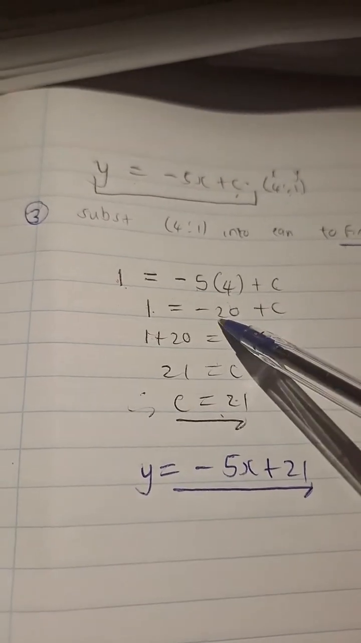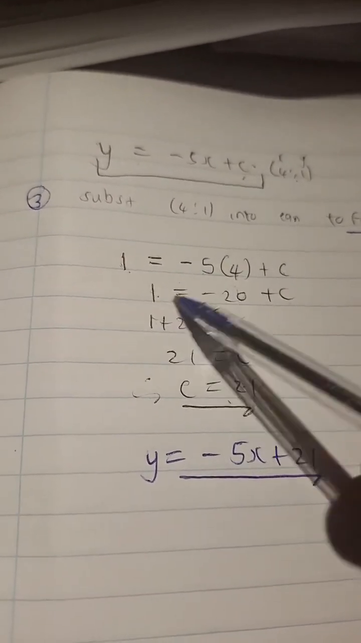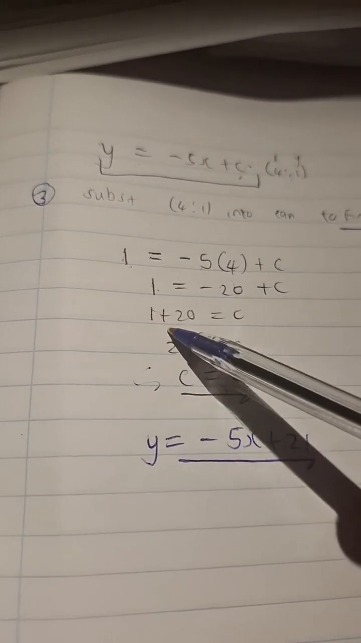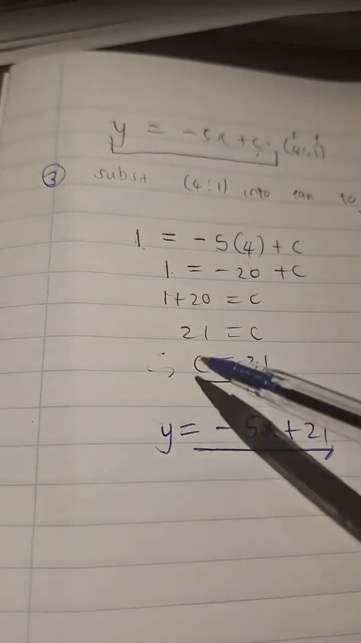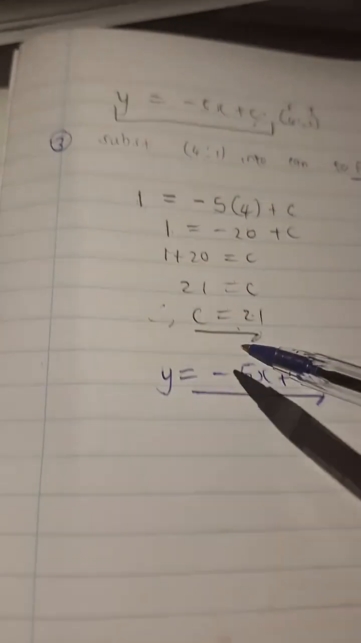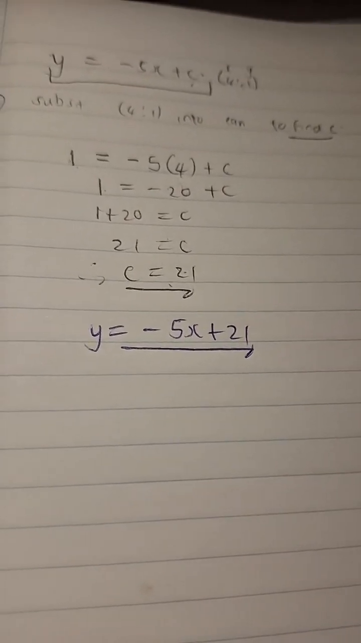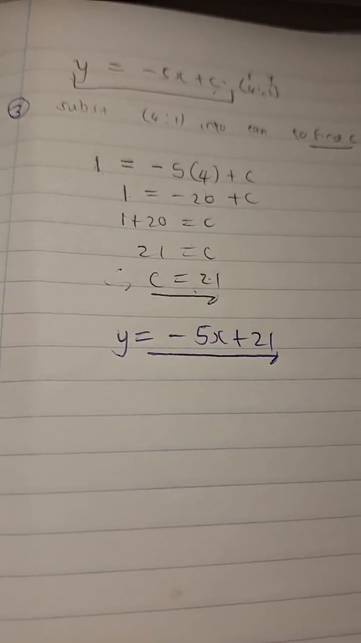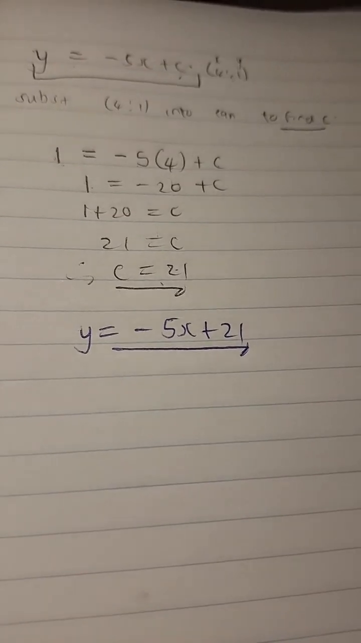Negative 5 times 4 is negative 20. That's 1 on the other side. We took negative 20 over, it becomes positive 20. We add, we get 21. The value of c is 21. The equation of the straight line is y is equal to negative 5x plus 21.